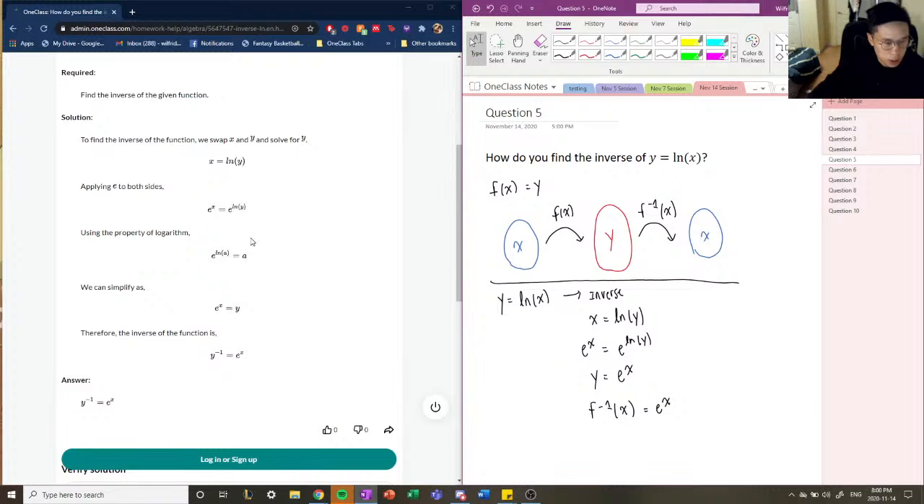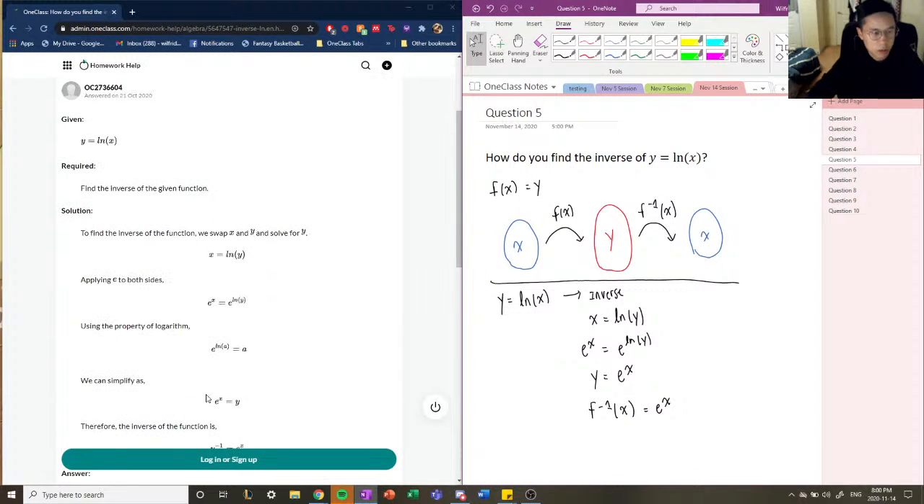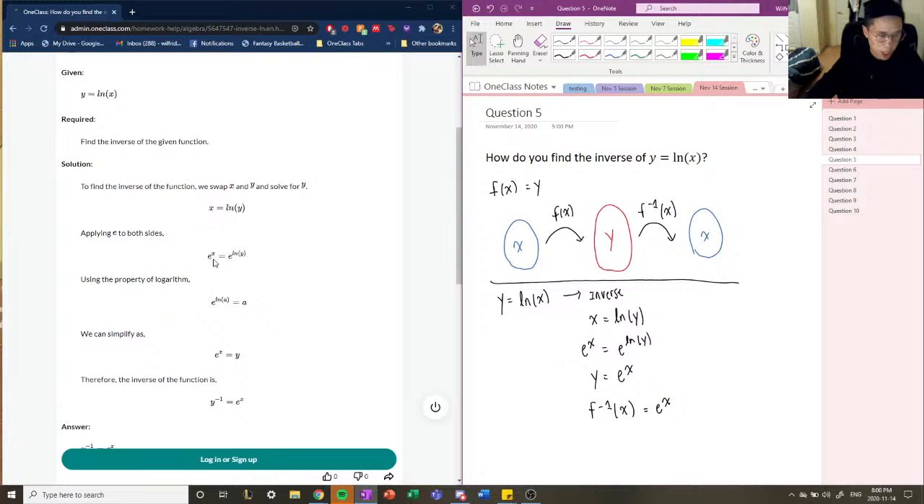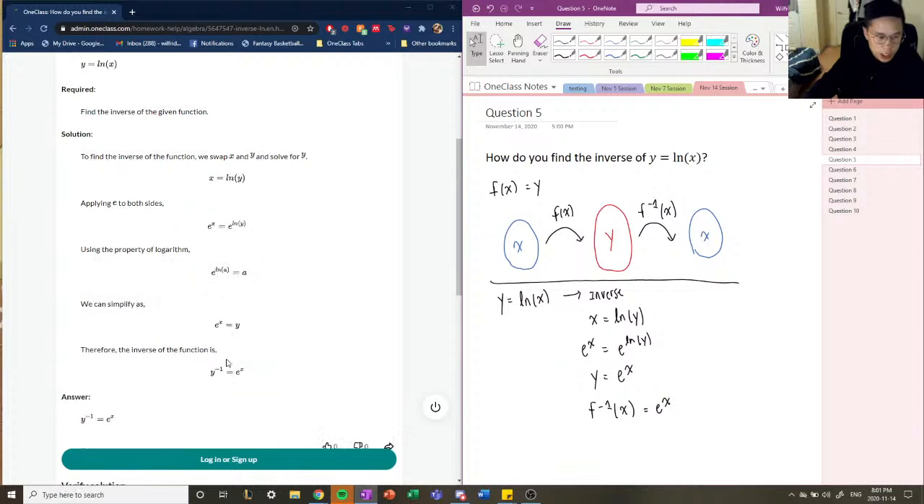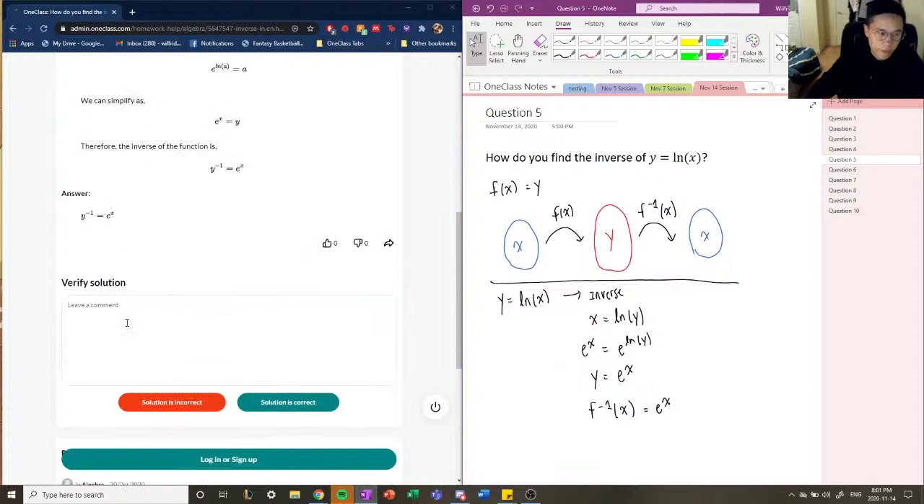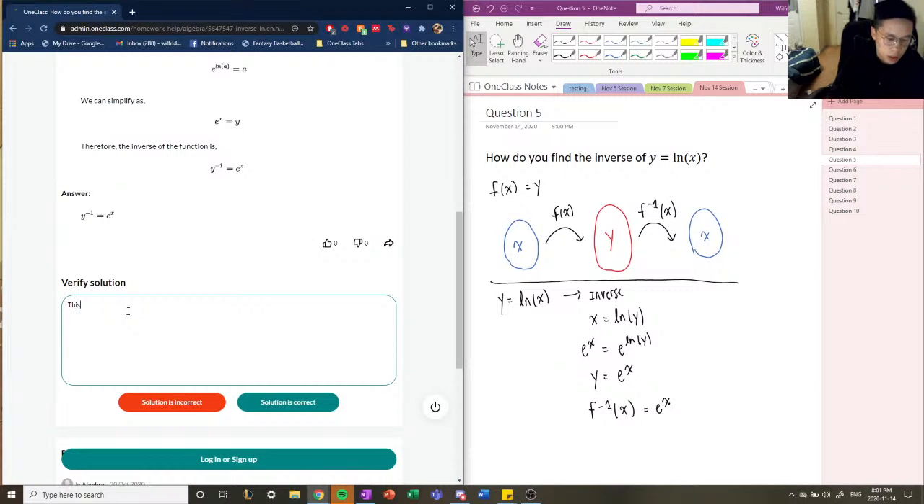This is what the junior tutor did, and this is the correct solution. They swapped places of x and y. They applied Euler's number to both sides. They used the property of Euler's number and ln to simplify the right side, and all they're left with is y equals e to the x, and then they found their inverse function. So this is the correct solution. Good work.